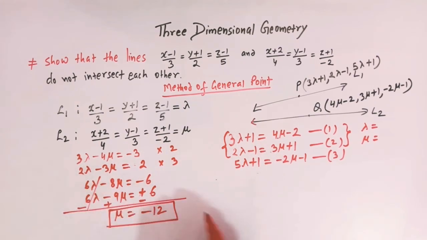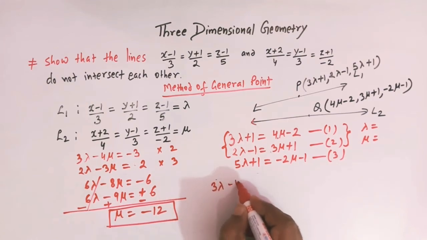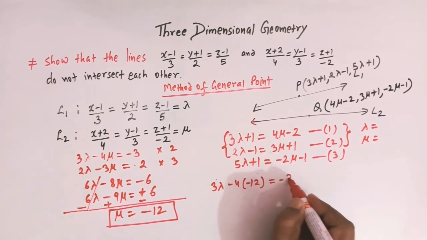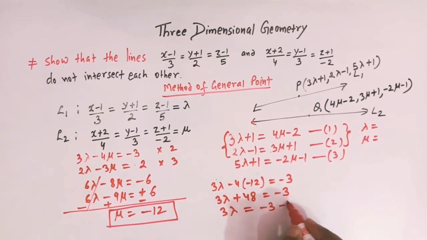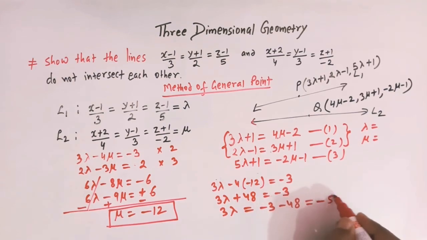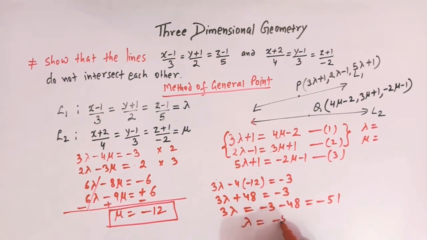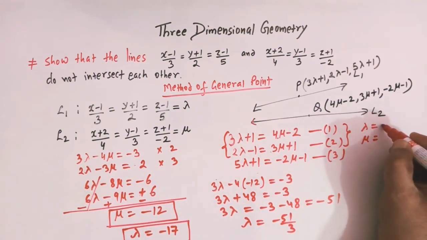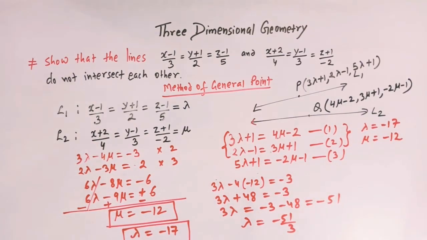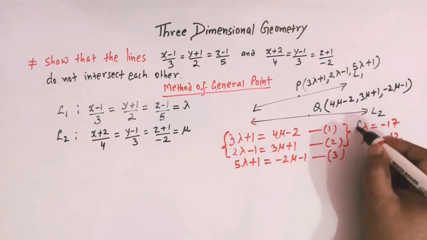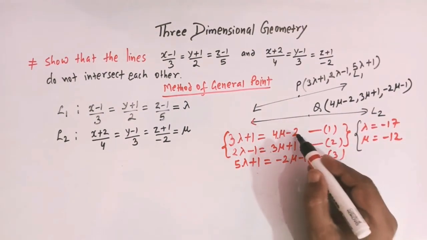If we substitute it in equation number 1, we'll get 3λ - 4 times -12 is equal to -3. So this is 3λ + 48 = -3. So 3λ = -3 - 48, that is -51. So λ = -51/3, so λ is -17, right? So the value of λ is -17 and the value of μ is -12. So now we have obtained the values of λ and μ from these two equations.